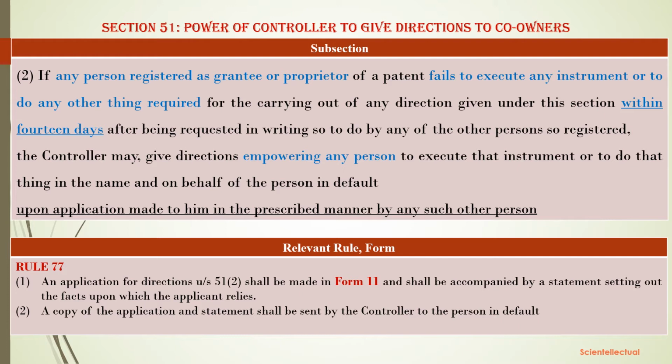Relevant rule and form. Rule is 77. An application for direction under section 51 subsection 2 should be made in form 11 and shall be accompanied by a statement setting out the facts upon which the applicant relies. A copy of the application and statement shall be sent by the controller to the person in default.